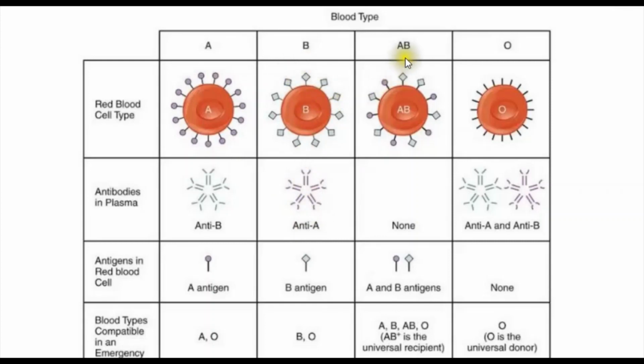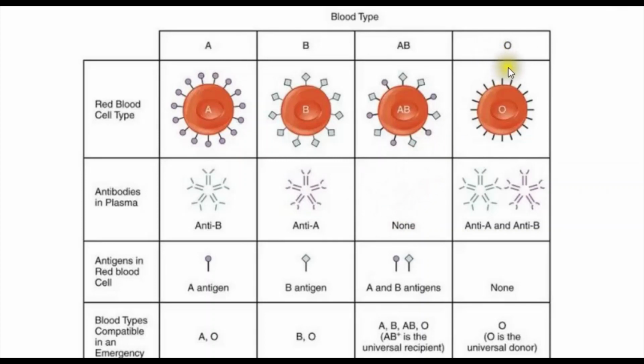Then the third blood group is AB blood group. In AB group individuals, antigens A and B are both present on the surface of the RBC. Then in the blood plasma, there is no antibody, absence of antibodies.